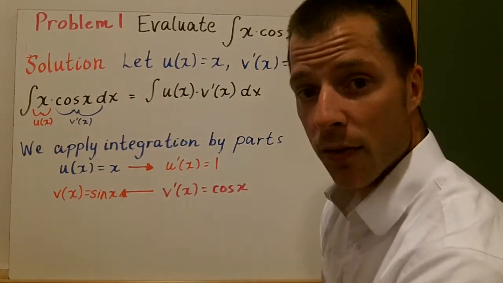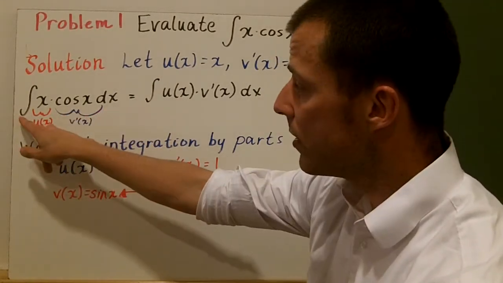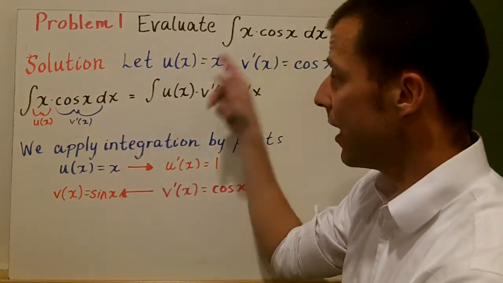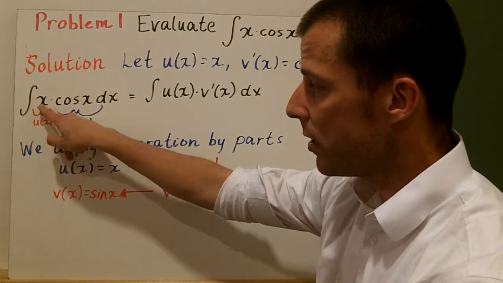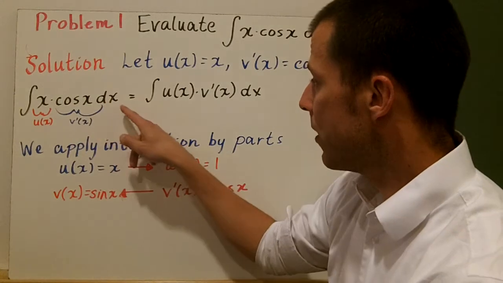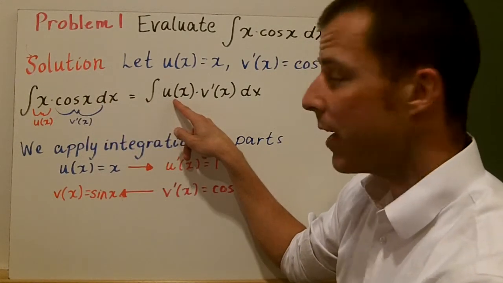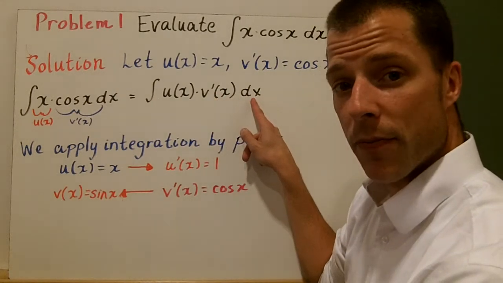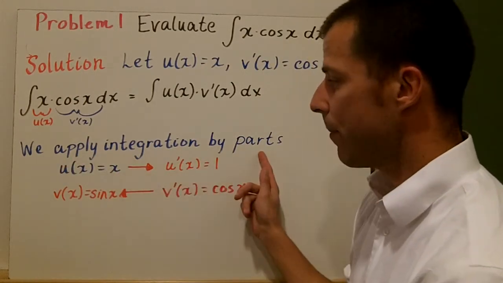So let's write the integral. So here's what we started with. So here is the integral of x times cosine of x dx. That's what we're actually evaluating, so this doesn't change. Now notice here I wrote u of x equals x, v prime equals cosine of x dx. So again, this is going to equal the integral of u of x times v prime of x dx. So let's go ahead and apply our integration by parts.